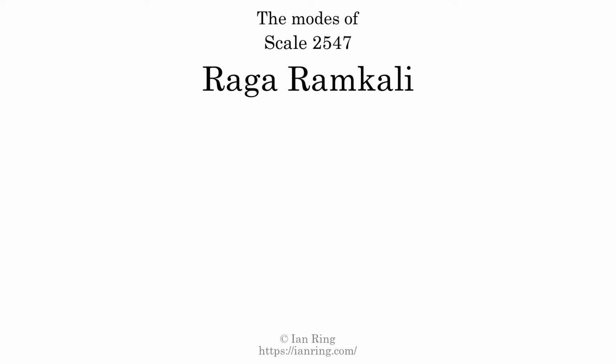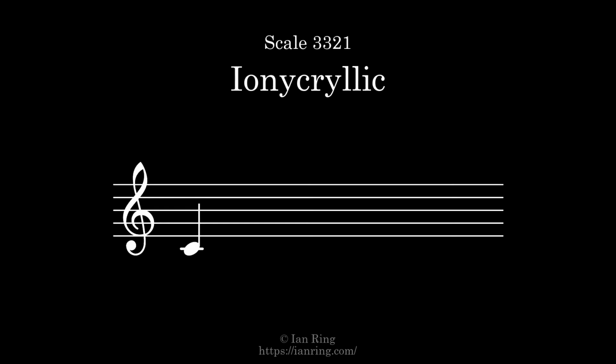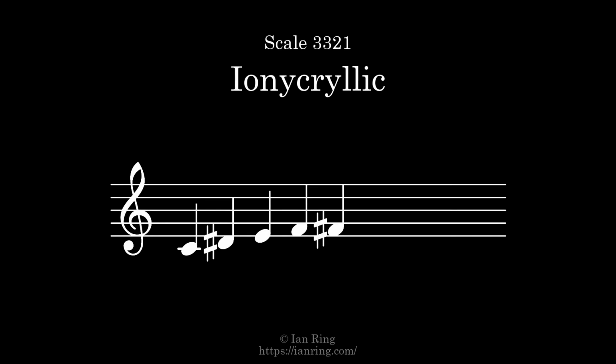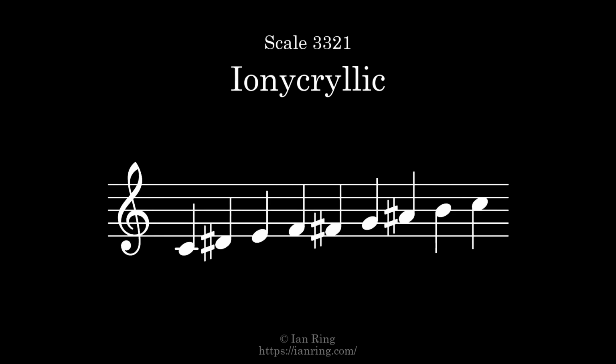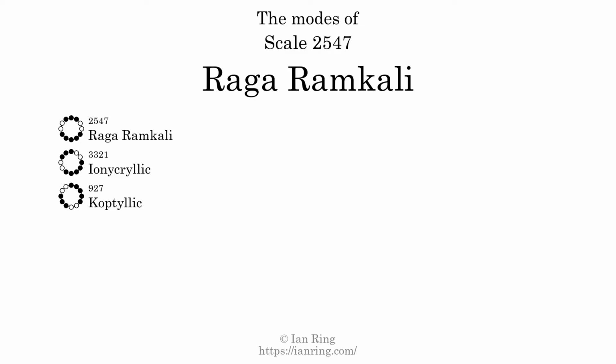This scale has 8 modes. The first mode is itself. The second mode is scale 3321, also known as ionic. It sounds like this. The third mode is scale 927, also known as octatonic. It sounds like this.